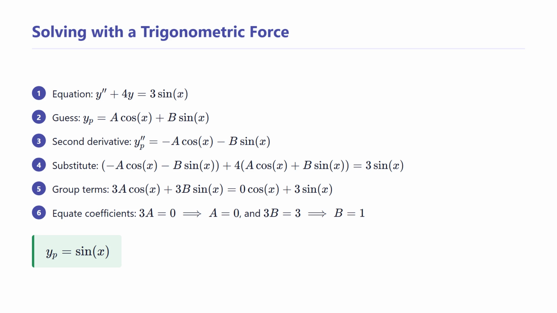The crucial step is grouping all the cosine terms together and all the sine terms together. By comparing the left and right sides, we see the cosine coefficient a must be 0, and the sine coefficient 3b must equal 3, so b is 1. Physically, the system oscillates in perfect sync with the driving force.